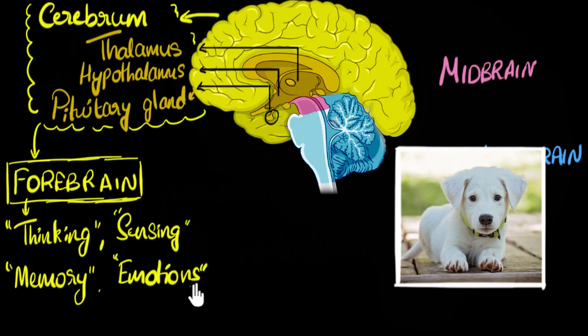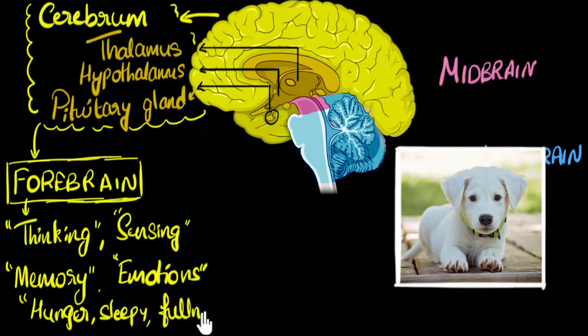All right, now besides these, there are also other things that the forebrain does. Some of the feelings that you get, like for example, the feeling of hunger, the feeling of being sleepy, thirst, or maybe, after you have finished a meal, the feeling of fullness, all of that also comes from your forebrain. Actually, that comes from this part of the forebrain, but we don't have to remember all those things. So these are some of the functions of your forebrain.